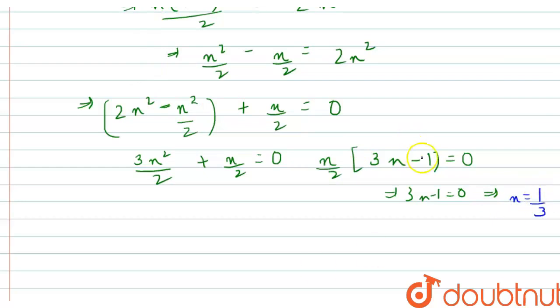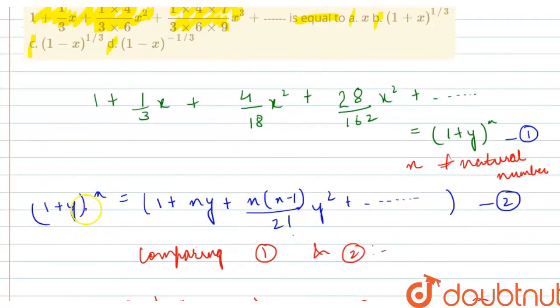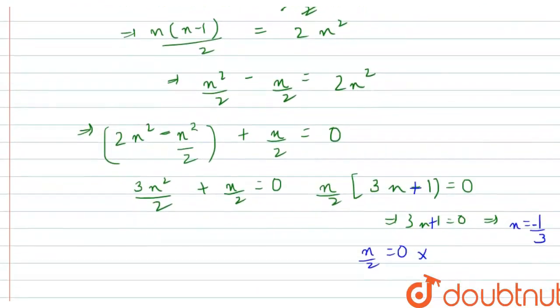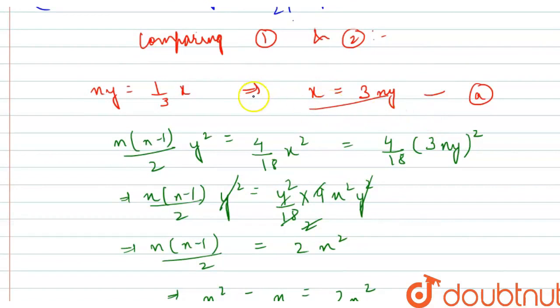Okay, now there is a small correction here. It would be 3n plus 1 is equal to 0, so n would be minus 1 by 3. Also there is another possibility that n by 2 is equal to 0, but n cannot be 0 because we have already written it here as 1 plus y to the power n. So n cannot be 0 here. So since n is equal to minus 1 by 3, I can use it in here. Let it be equation number x, so I can use it in x.